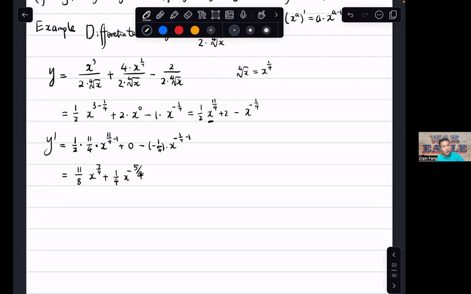Right? That's how we differentiate this function here.